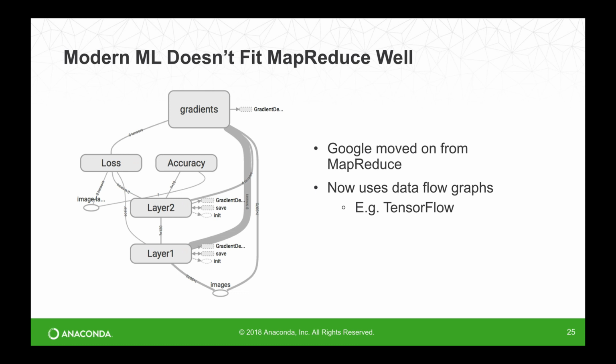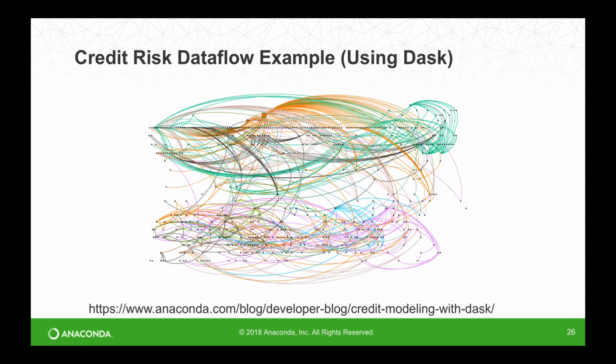As it turns out, computing a search graph fits incredibly well, as you might expect. Modern machine learning, not so much. And this is why Google essentially abandoned MapReduce and moved to graph-based computation, data flow graphs. Under the covers, that's what's going on inside of TensorFlow. It's also what goes on inside lots of other machine learning frameworks. And it's not a good fit with MapReduce.